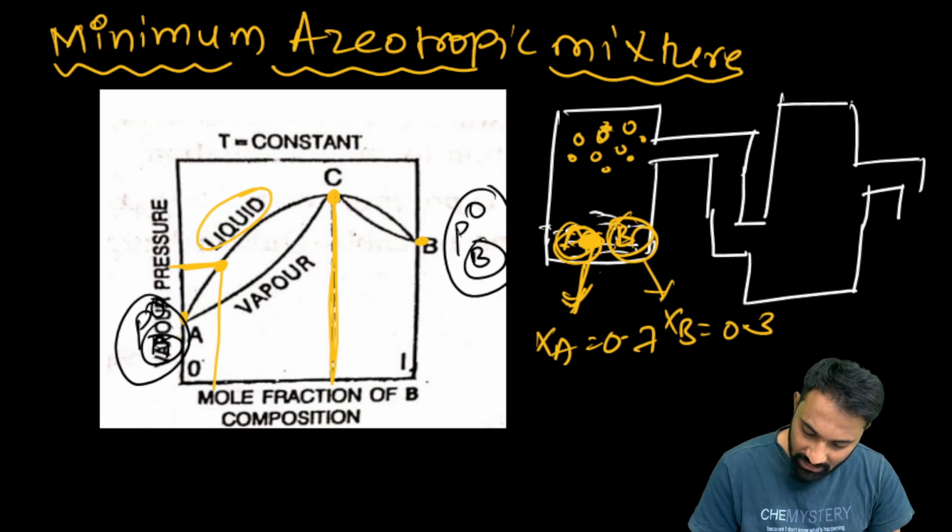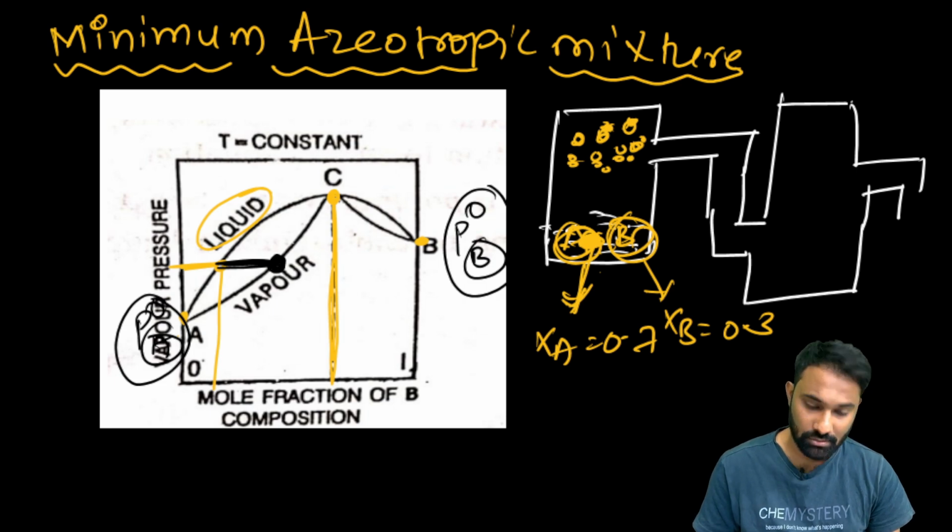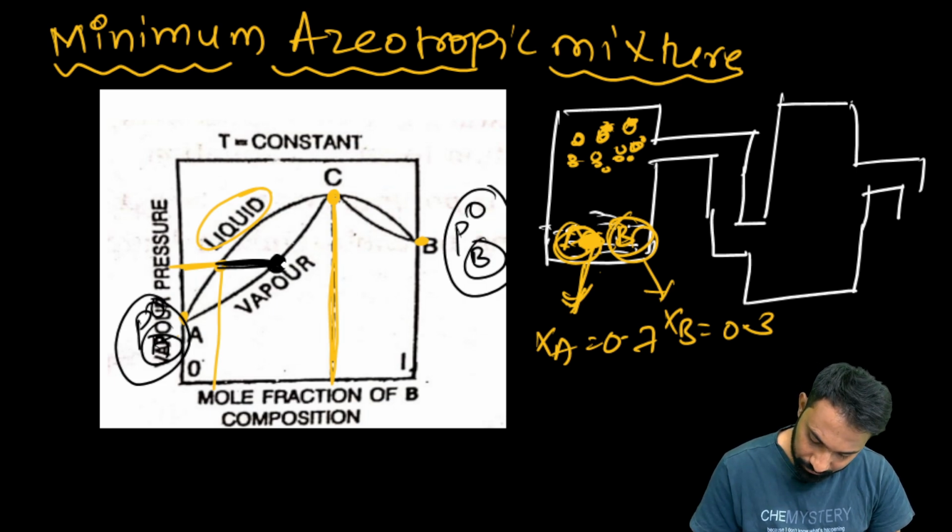This liquid has been converted into the gaseous phase. When this liquid has been converted into the gaseous phase, at the same pressure, if you want to calculate, this is cutting its vapor curve, right? In this vapor curve, this is the vapor curve.